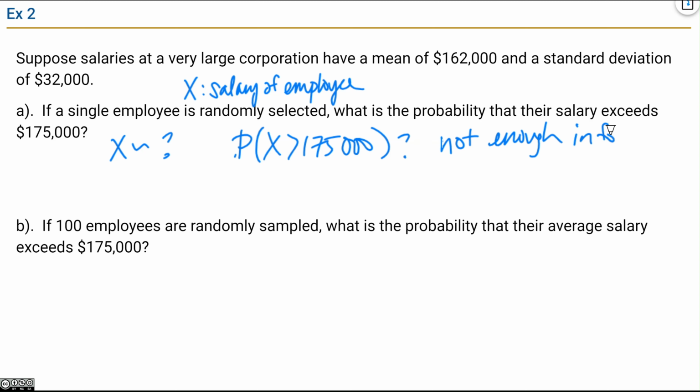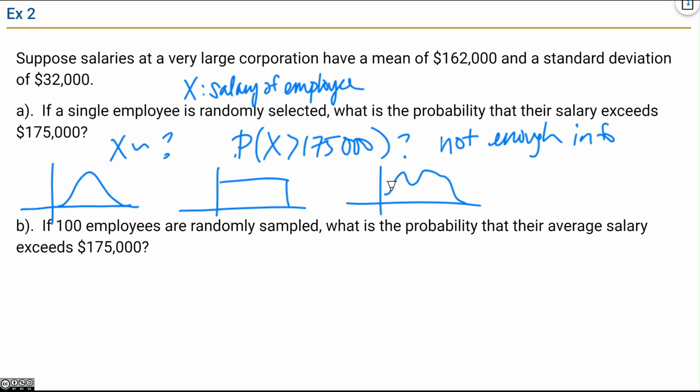Just because I know the mean and the standard deviation doesn't tell me what that probability density function is. It could look something like this. It could be uniform. It could be a bimodal situation. I could make PDFs that all have the same mean, the same standard deviation, and look wildly different. So I can't calculate an actual probability here without knowing something about the distribution of the salaries, and I was given nothing.